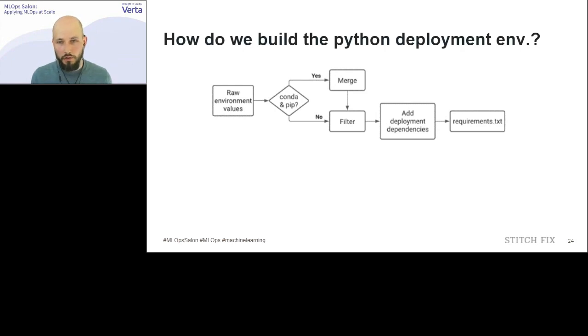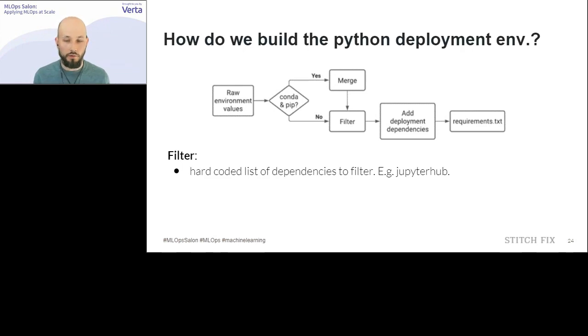You might be wondering, what is this filter step? So it's a hard-coded list of dependencies to filter. We know that JupyterHub is a common dependency in training, but we definitely never want to have that in any production environment. So we have a list of these things to filter out.